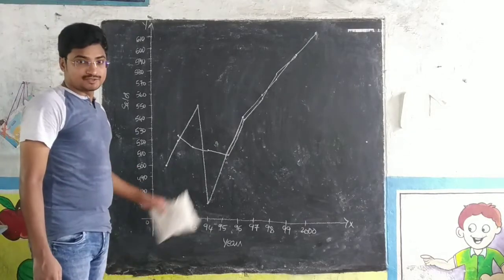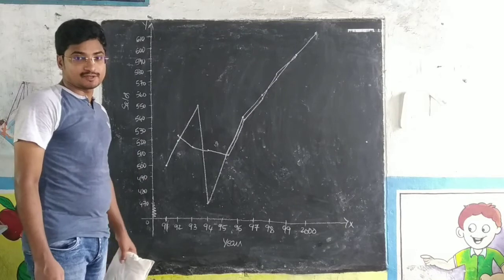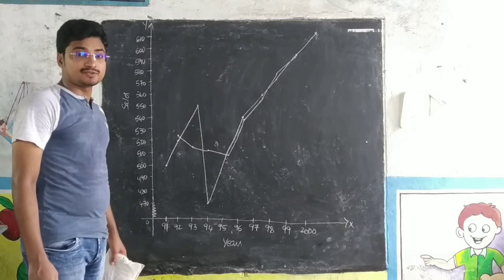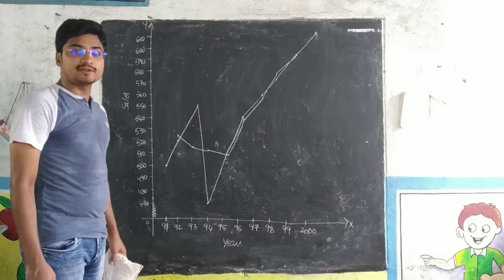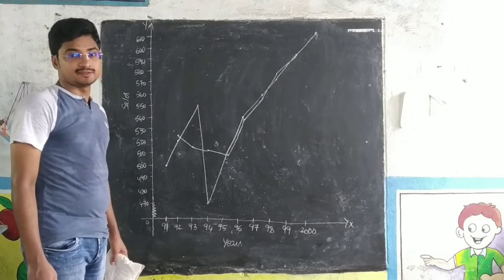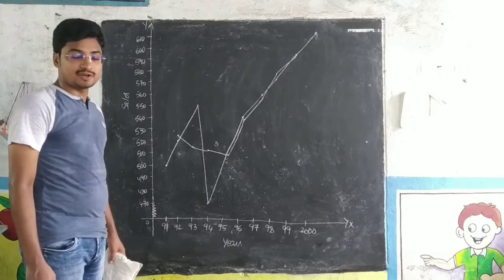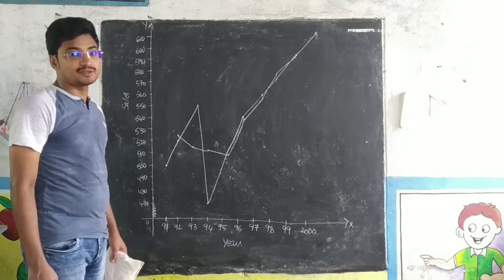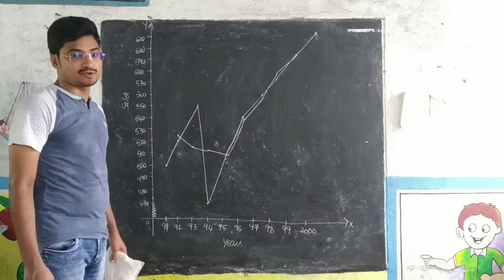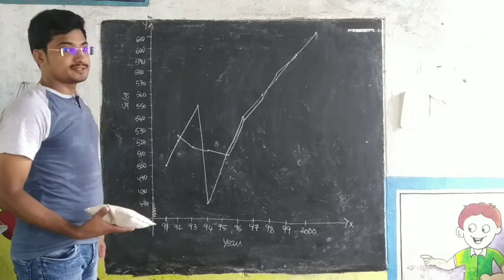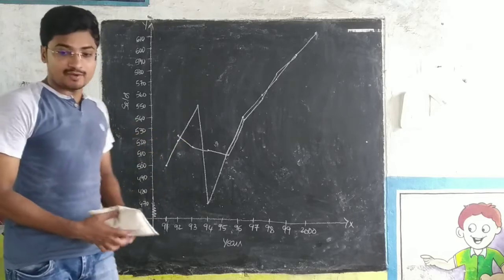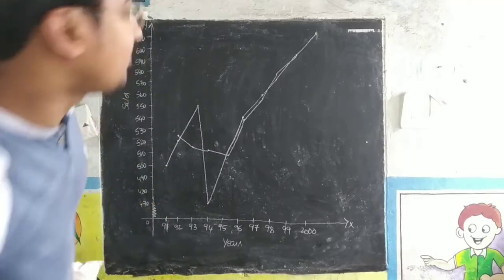The last two methods are very important essay questions. What are the last two methods? Method of moving average and method of least squares. These two methods are very important essay questions. This is 3 yearly moving average.